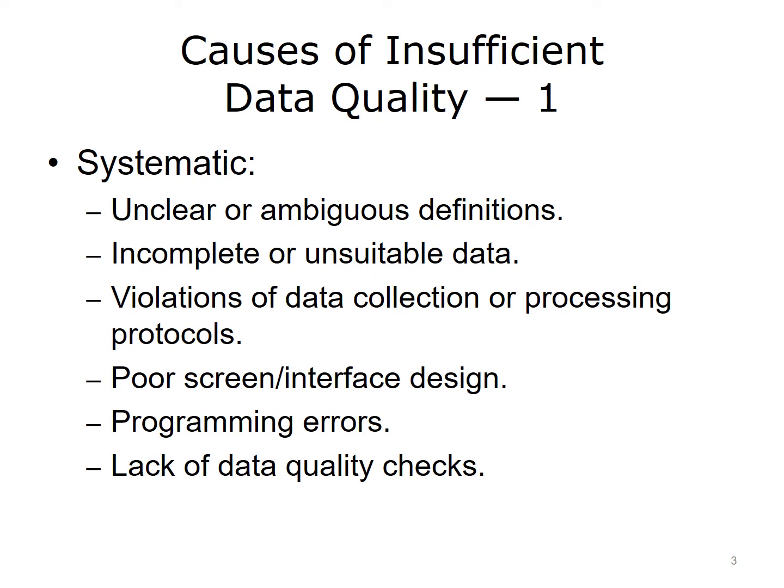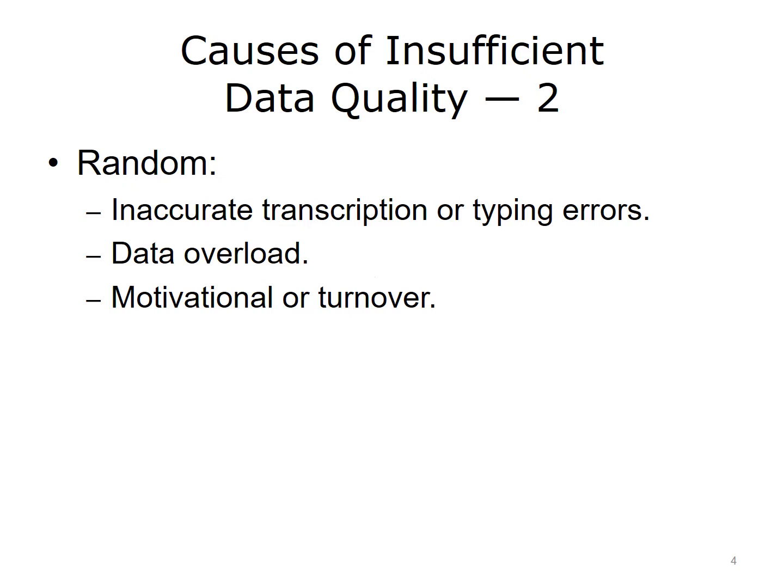Some frequent systematic causes of insufficient data quality are unclear or ambiguous definitions, incomplete or unsuitable format, violations in the collection, processing, or analysis, poor design in the tools or forms for data entry, and a lack of quality auditing or control processes. Random causes occur with less predictability and can include inaccurate transcription or typing, as in free text entries, sheer data overload, and the possibility of ambiguity or selection of irrelevant data, inattention or poor understanding on the part of the individual completing the entry, analysis, or data warehousing procedures.